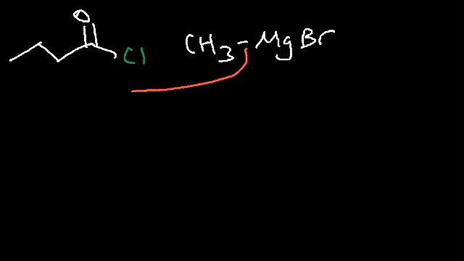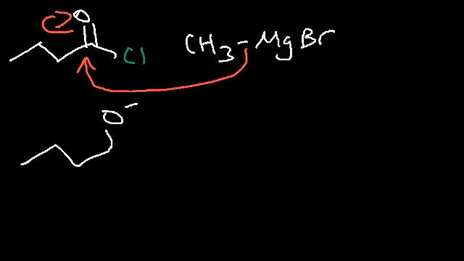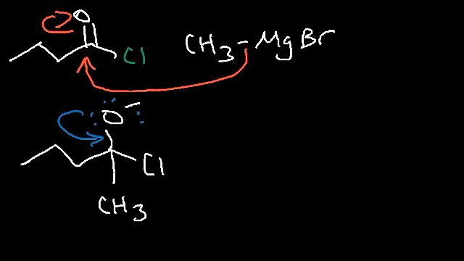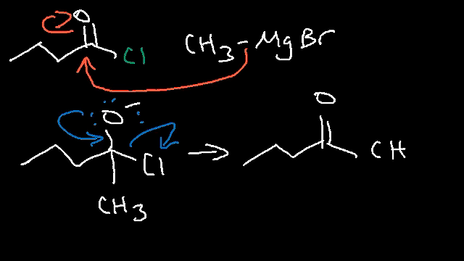So starting with this acid chloride, the Grignard reagent is going to attack the carbonyl carbon. And so we're going to add a CH3 to it. And then when that happens, this oxygen is going to regenerate the double bond, or the pi bond, and it's going to expel the chlorine atom. The chlorine is a good leaving group, so it's very easy to kick it out. And so right now we have a ketone.